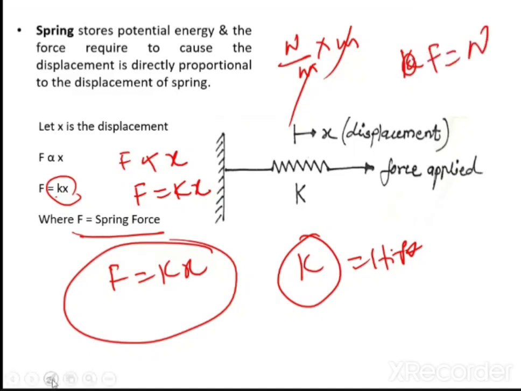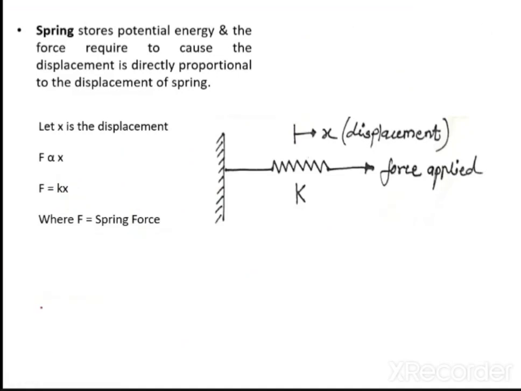Try to understand this. Now how is the spring governed? Spring is governed by what? I told you two things: m into x double dot, and the second one is nothing but k x. That's all, two things. So m x double dot is the inertia force, and k x is the spring force. Is it clear?